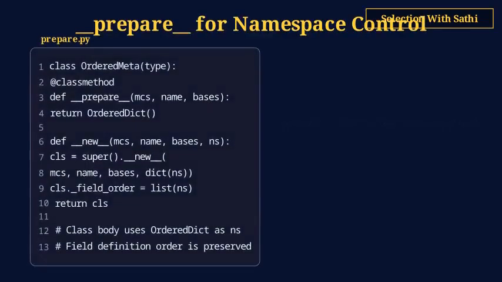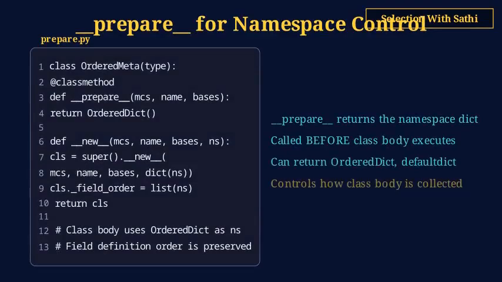__prepare__ is a class method on the metaclass that runs before the class body executes. It receives the metaclass, class name, and bases, and returns the namespace mapping that will collect the class body definitions. By default, this is a plain dictionary. But you can return an OrderedDict, a defaultdict, or a custom mapping that records the order of definitions or adds special behavior. Since Python 3.7, regular dicts preserve insertion order, so __prepare__ is less commonly needed now.